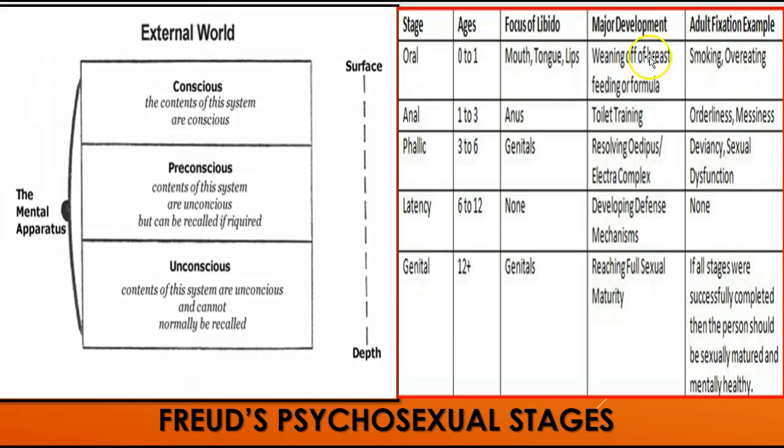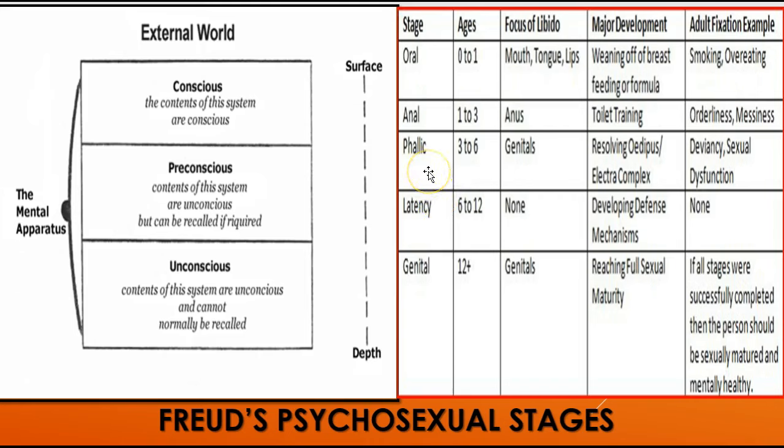Of course, if they don't accomplish this, they become fixated, smoking and overeating, because of this oral development not being accomplished. Then there's the anal stage, ages 1 to 3. Of course, the focus of libido here is the anus, toilet training. If they don't accomplish this, they become fixated as an adult, becoming messy, not being orderly.